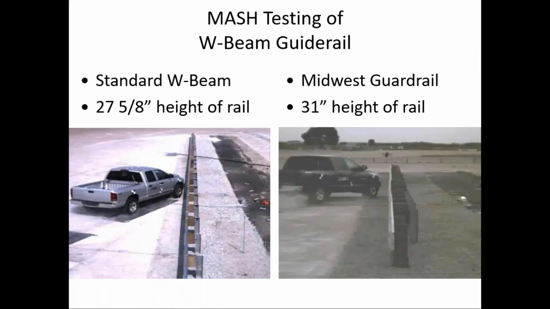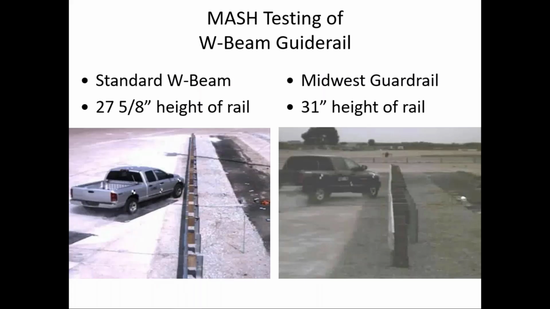You'll see the vehicles, you can see that pretty well here, maybe the angles of impact, but the one on the left is a standard W-beam. It's 27 5/8 inches high. The one on the right is what's called the Midwest guardrail. It's 31 inches high, and these are both W-beam guardrail.